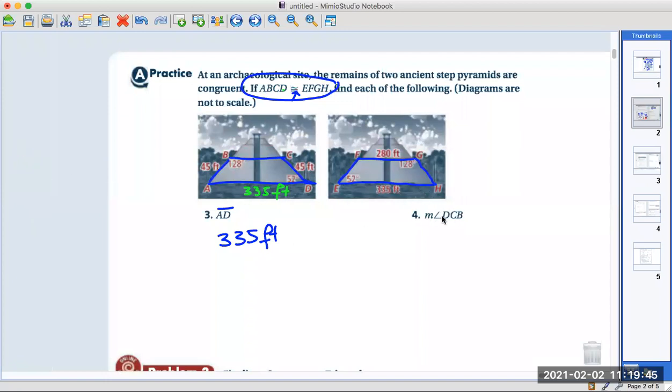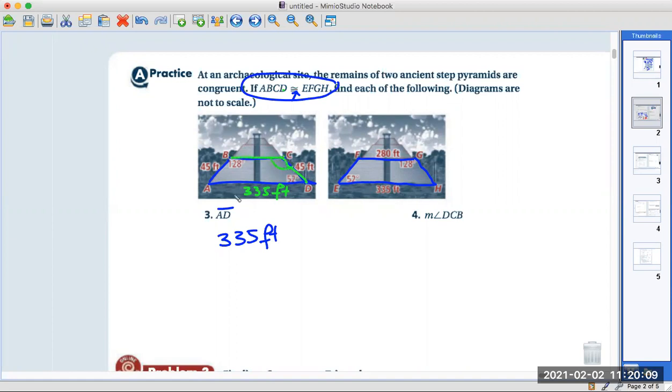And then it says measure angle DCB. This is something you need to learn, how to name an angle if you're using the two sides. So the D is, where's angle D? There we go. D, I'm going to make it green. D, and then you follow the path to C and you end up at B.